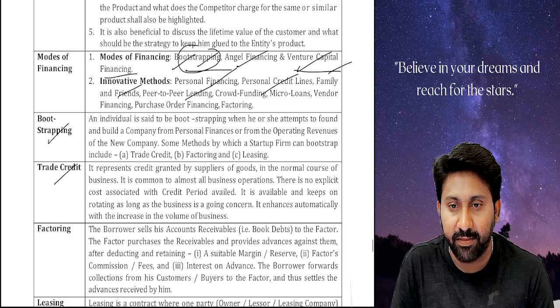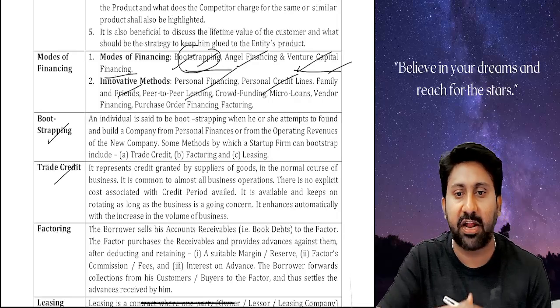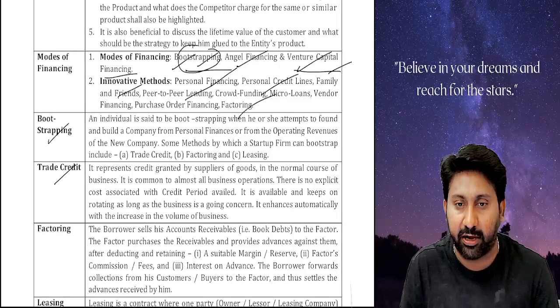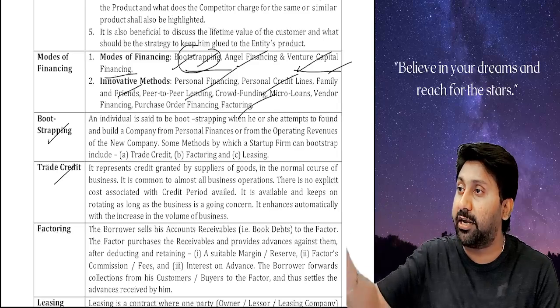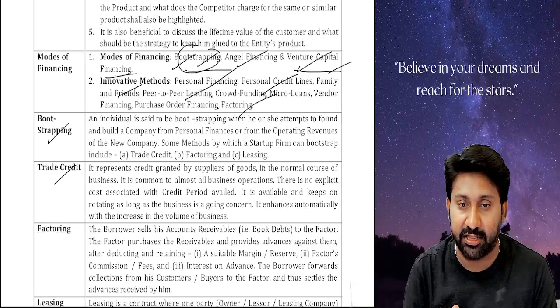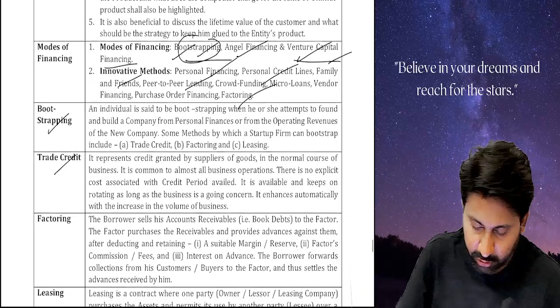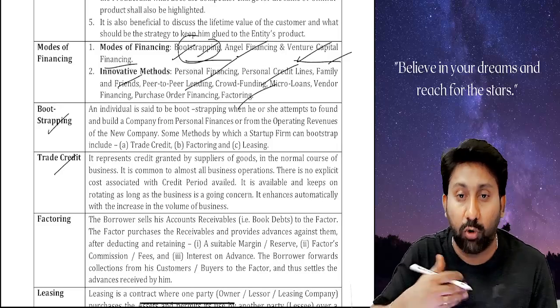peer to peer lending, crowdfunding, micro loans, vendor financing, like that. So many things are there, including factoring. Factoring means we will sell the goods, debtors will be created, we will sell the debtors and get the money. That's factoring. So bootstrapping, I told you, bootstrapping means we will use our own savings.